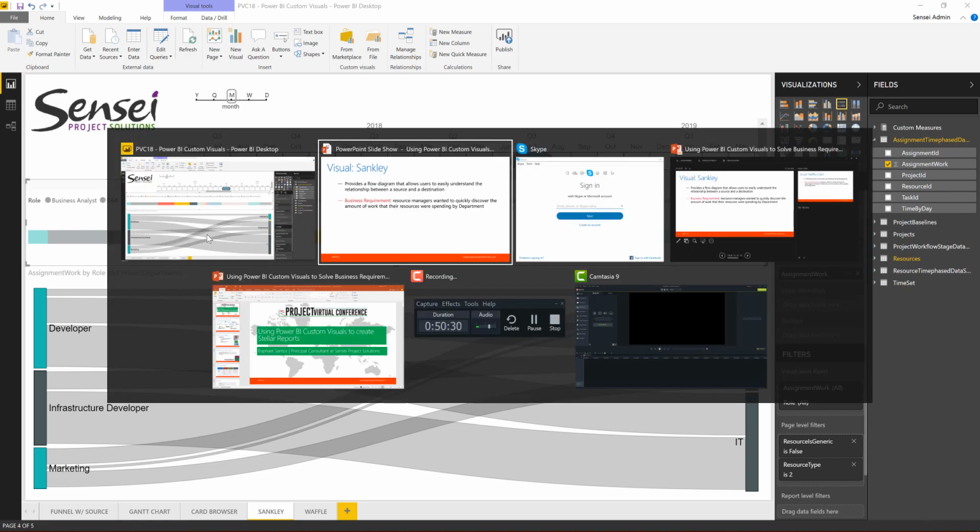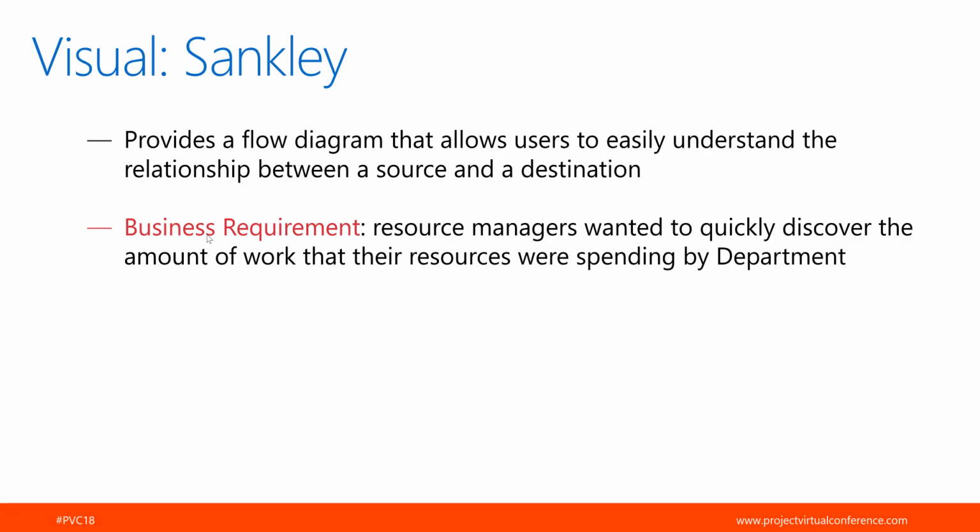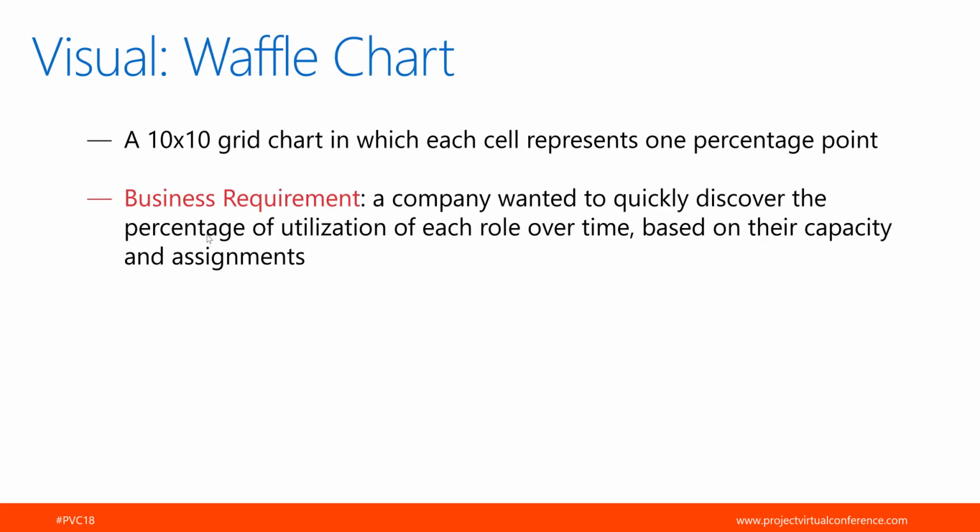And for us to get finished, since we are just coming close to our end, to our time, I would like to present you with the Waffle chart. So the Waffle is a 10 times 10 grid chart in which each cell represents 1 percentage point. So the business requirement for this was, we were working with a company that wanted to discover the percentage of utilization for each role in their company.